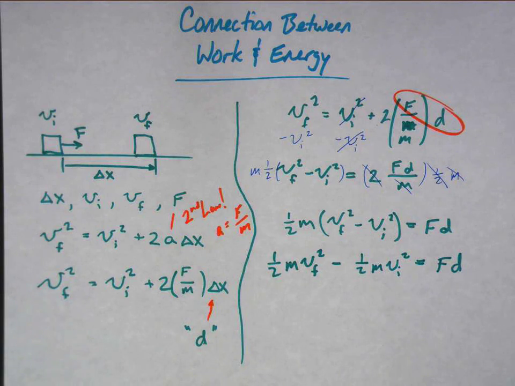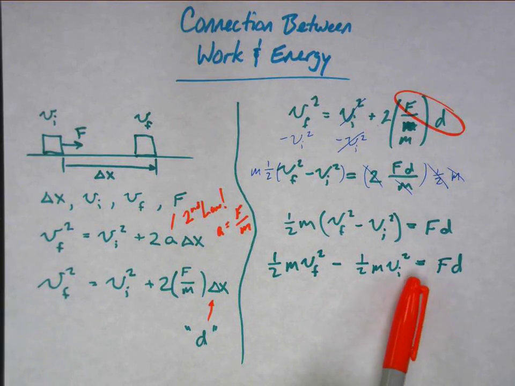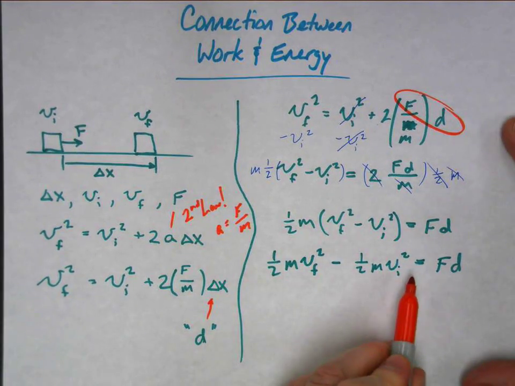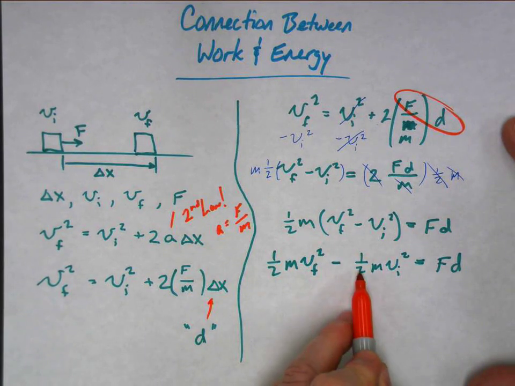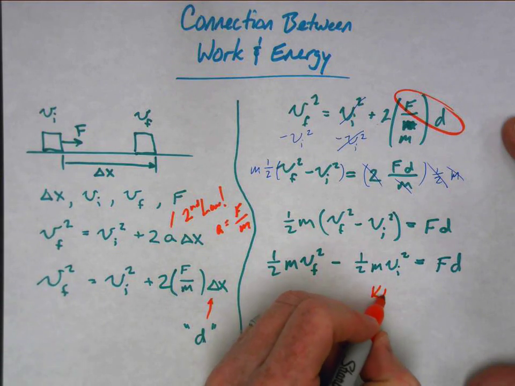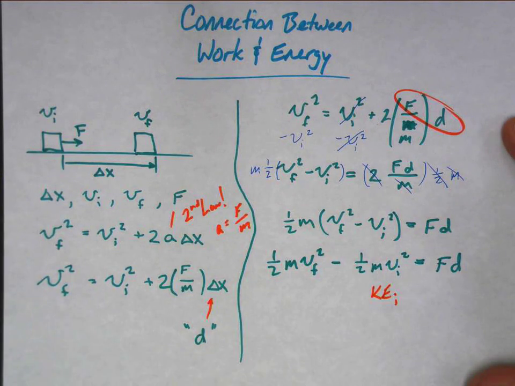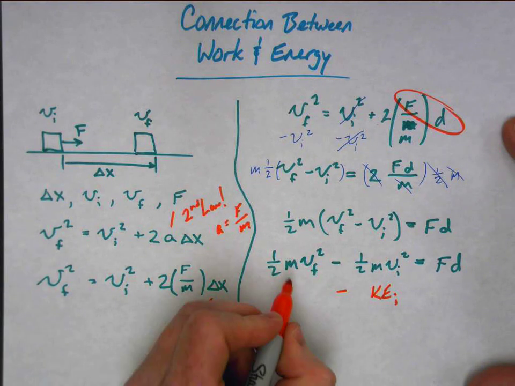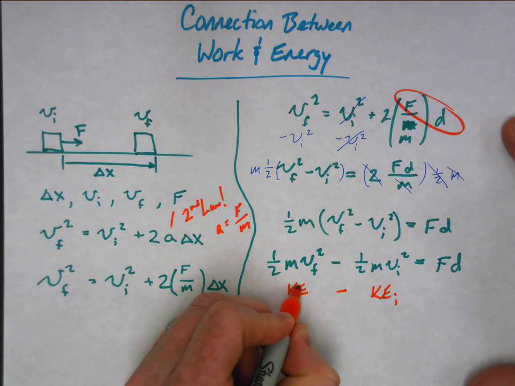So this is the interesting part. Look what I've got. I've got 1/2 mv final squared and 1/2 mv initial squared. This is the initial kinetic energy. Yeah, I know it was the initial velocity, but when you look at it this way, you've got the 1/2 m times that velocity squared. Well, that is an initial kinetic energy. And this is 1/2 mv final squared. This is a final kinetic energy.